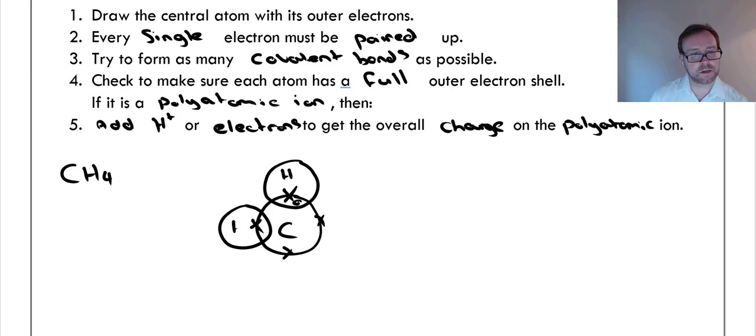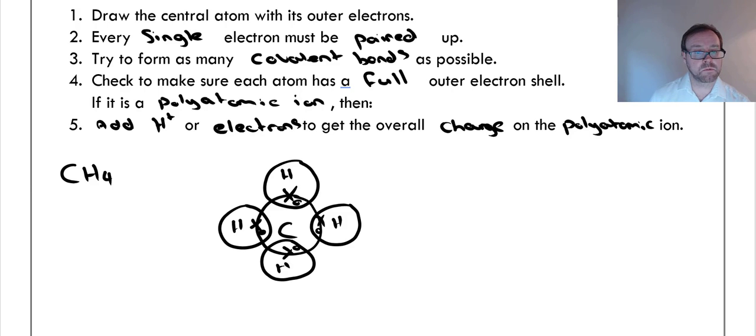Unsurprisingly, they're going to pair with 4 hydrogen atoms. Notice that my electrons are crosses and dots, so dot and cross diagrams. The electrons from carbon are crosses, and the electron from hydrogen is a dot or a circle. Check to make sure each atom has a full outer electron shell.